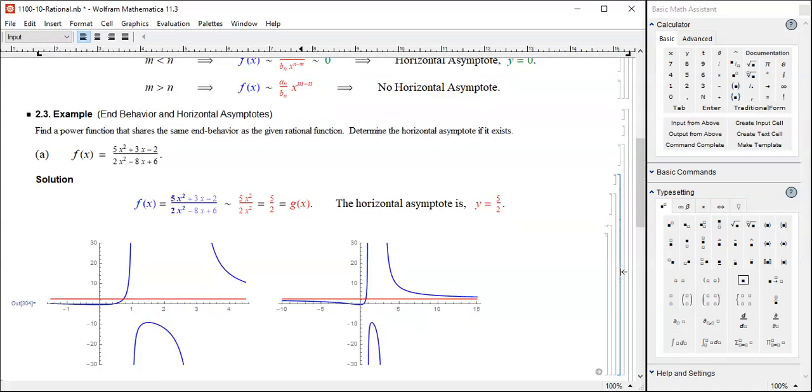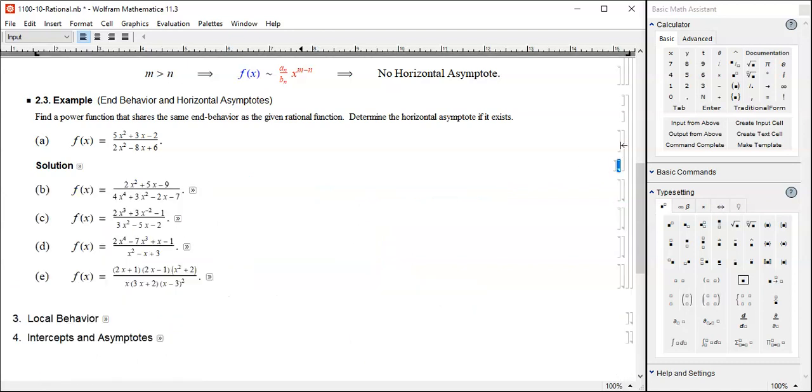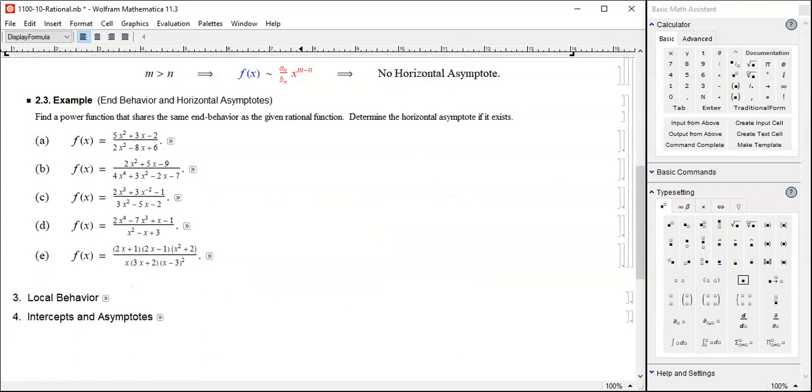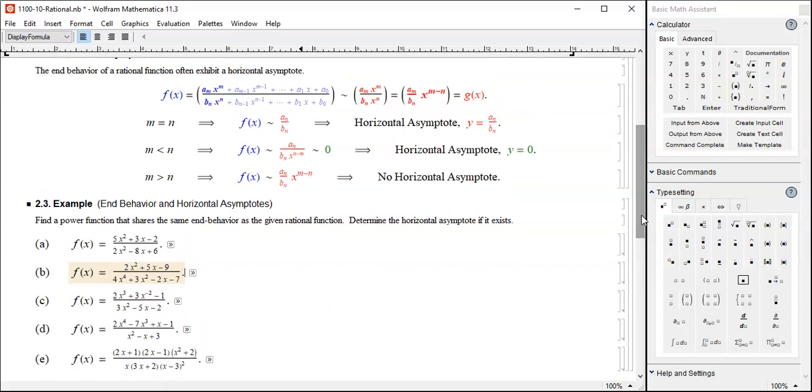Here's a visualization. In small scale, you don't see any resemblance, but in large scale, to the right end or to the left end, you can clearly see the asymptotic behavior. There goes your horizontal asymptote. And the power function that shares the same behavior is the constant function 5 halves. How about the next problem here? Again, if you take any more than 10 seconds, then you're doing it wrong. It falls into this category, right?